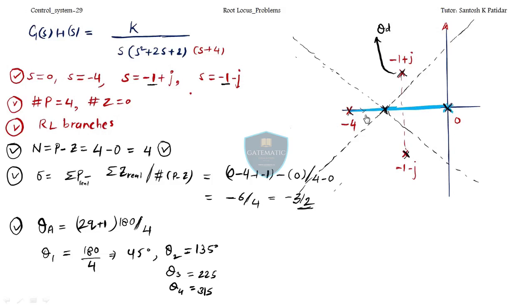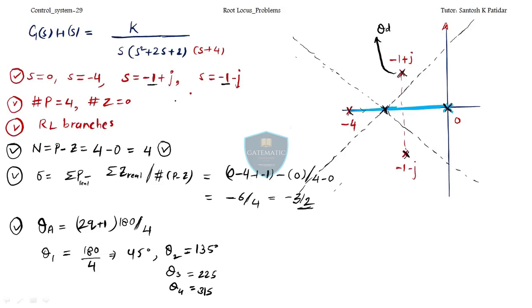So 2 things we have to calculate to proceed further. The one is phi d, that is the angle of departure. Why am I calculating the angle of departure? Angle of departure is always calculated for the complex poles. And the second thing I have to calculate is the breakpoint. So what is the formula? First I'll find out the breakpoint.